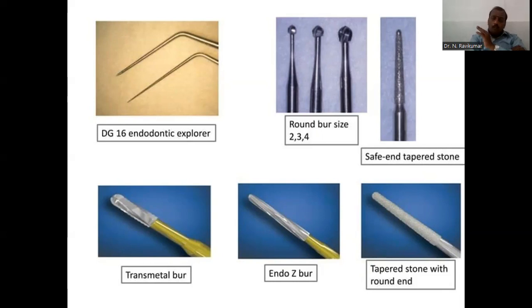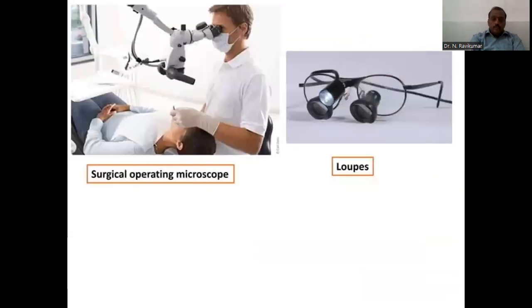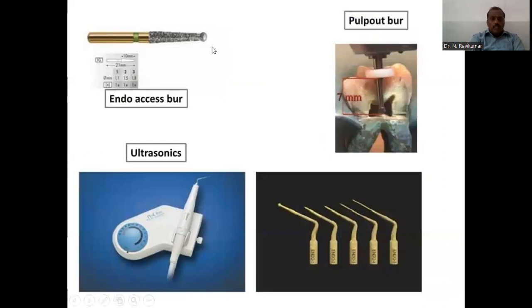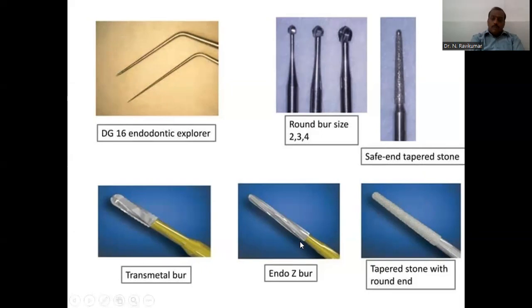Nowadays, there's some modification they have done. They introduced a new bur, the endo access bur. I will show the picture of that also. Now you can see the tip of the bur is round, then you get a taper. So these two are incorporated in this bur instead of using two separate burs. It's called the endo access bur. Another bur is the endo Z bur. You can use it for these purposes.